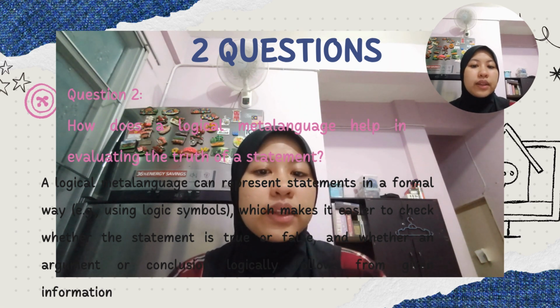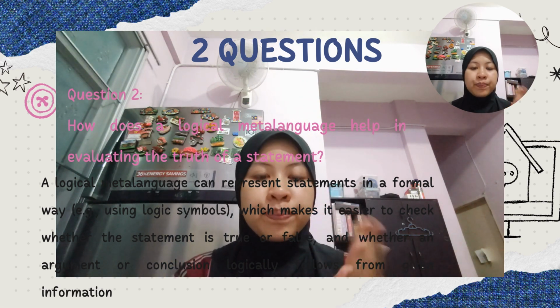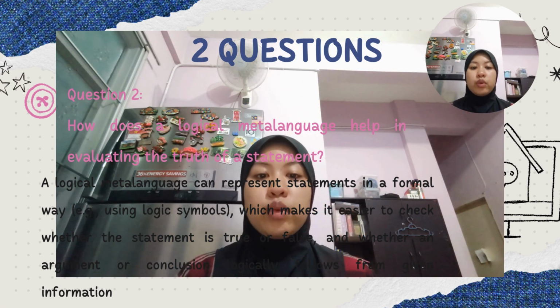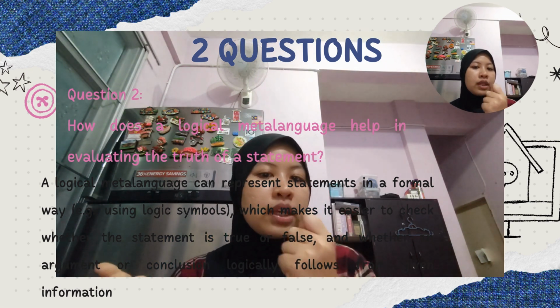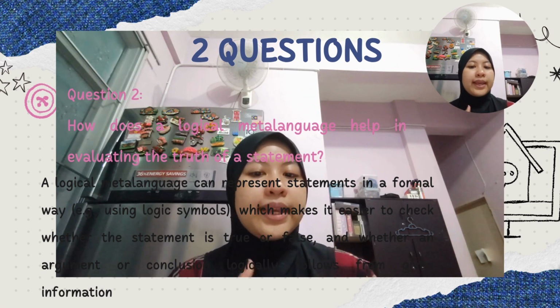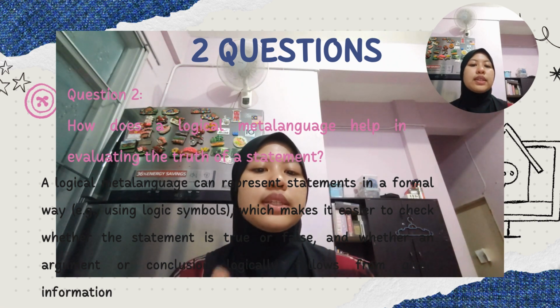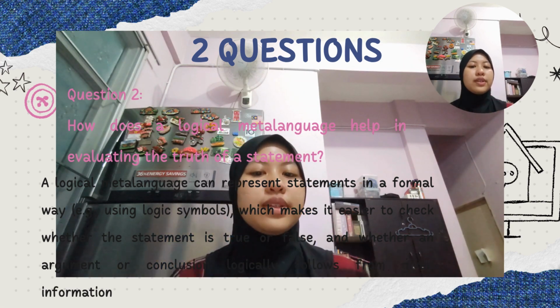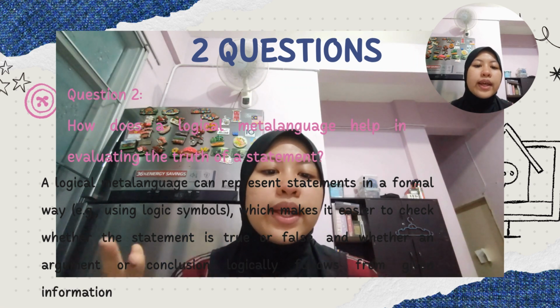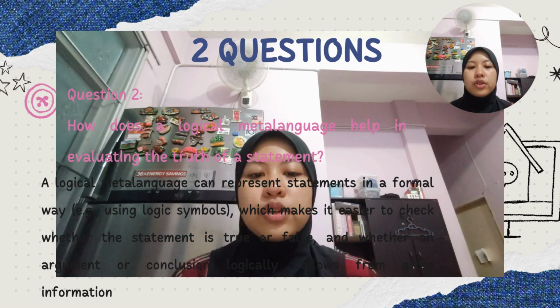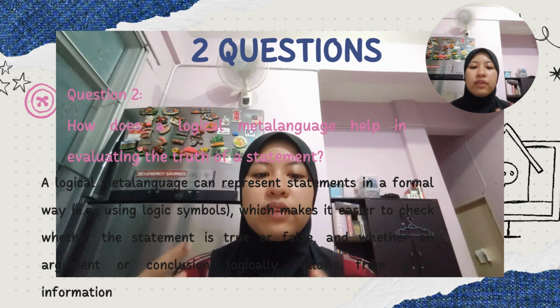Next is the second question. How does a logical meta-language help in evaluating the truth of a statement? A logical meta-language can represent statements in a formal way, for example, using logic symbols, which makes it easier to check whether the statement is true or false, like it was stated before, and whether an argument or conclusion logically follows from the given information or not.